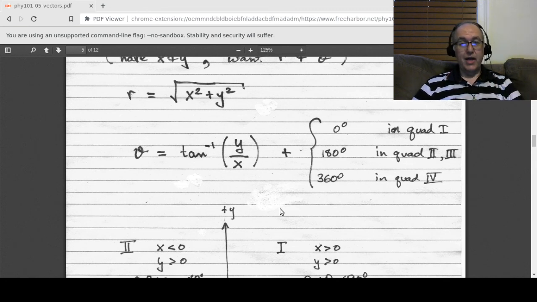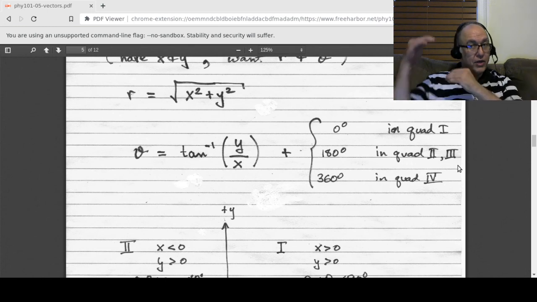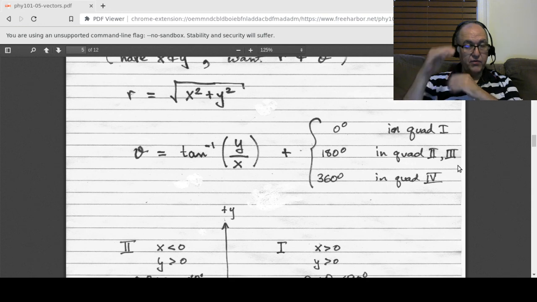I don't have to go through that entire theory, but it's sufficient for me to show you that when you do the inverse tangent of 1 divided by 1, you get 45 degrees. But if you do the inverse tangent of -1 divided by -1, you still get 45 degrees. But in the first case, you're in quadrant 1. In the second case, you're in quadrant 3. You're on two different branches of this multi-valued inverse function.